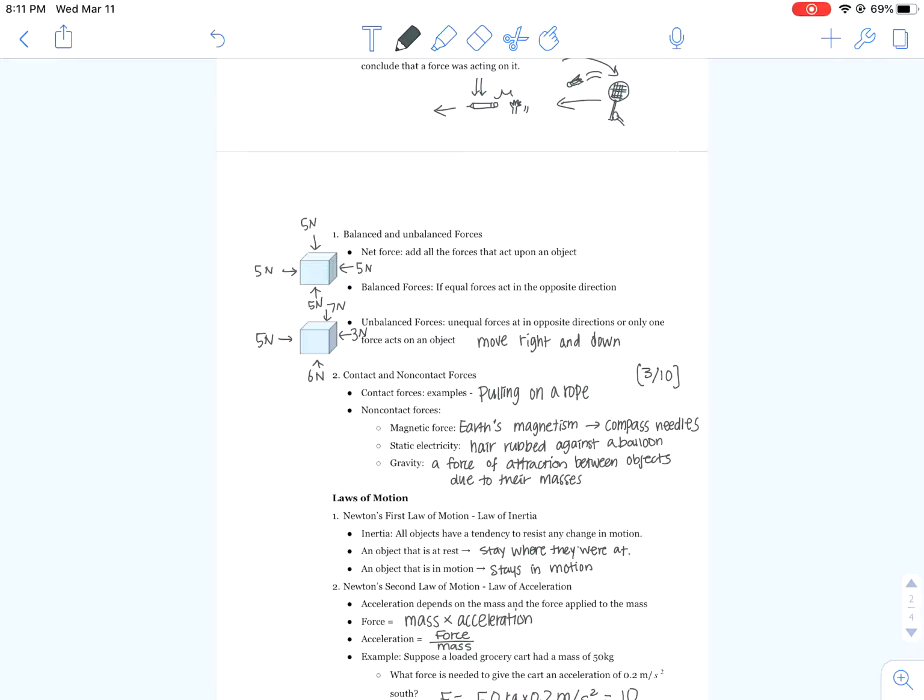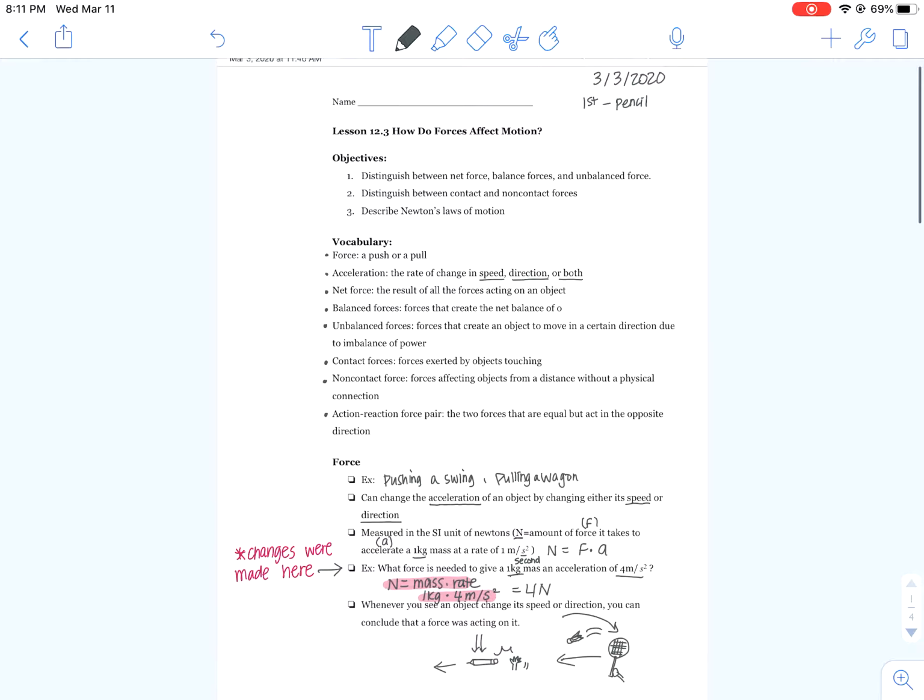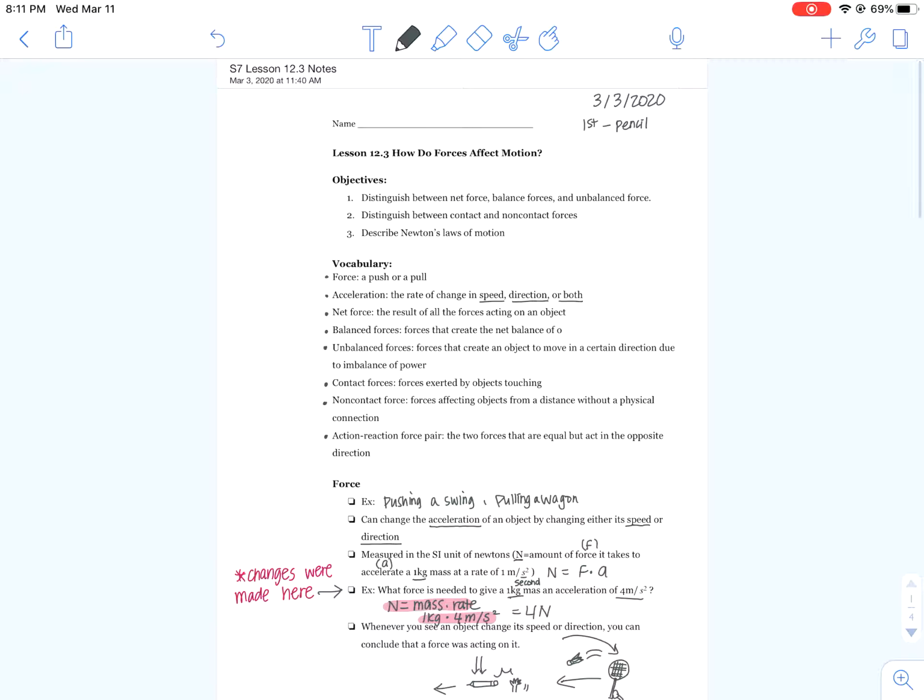For those who are not here in class on Tuesday, I went over the science lesson with the rest of the class. So here is a brief video on lesson 12.3, how do forces affect motion. So we looked into the first part where we talked about force.